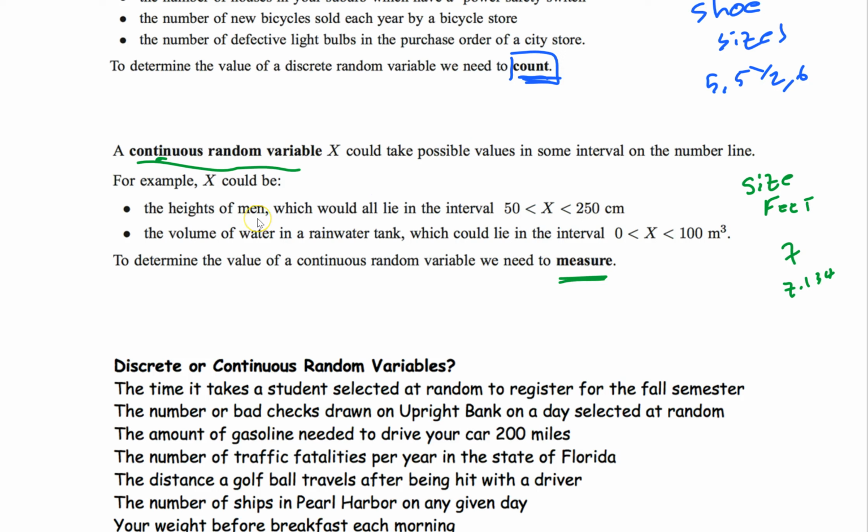The height of men, same idea. The height of people in general, they don't fall into certain categories. They fall in between. The volume of water, how much water is in a water tank, right? Again, it's going to fall in between values. It doesn't just automatically jump up to the next set. So that's continuous. If you have to measure it, if it could be any value in between, then it's continuous.